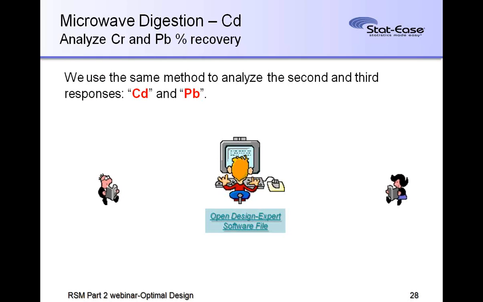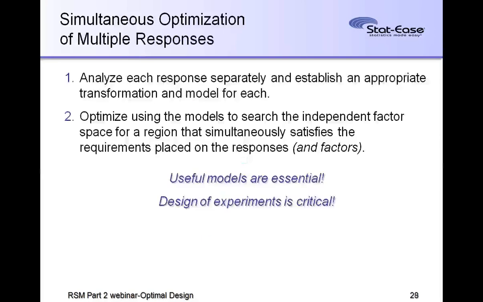So I'm going to use that same method and go through the same numbers for the second and third response, cadmium and lead. Actually, I'm just going to show you the results here and try to save some time. But the goal here is we're going to get to that optimization of these multiple responses. So we're going to click on the second response, do the same set of steps there to fit a good model. Analyze each response separately, get a good model.